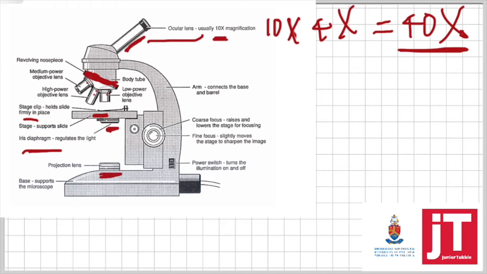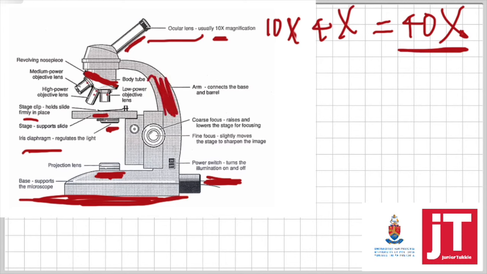Then you have a projection lens, or sometimes there's a camera or a light. It allows light to pass onto the stage. The base, which is the bottom of the microscope, supports the microscope. Then you have your power switch, which we know you use to turn on, and it allows light to fall onto the stage. Then the arm, that's the part where you will hold the microscope.